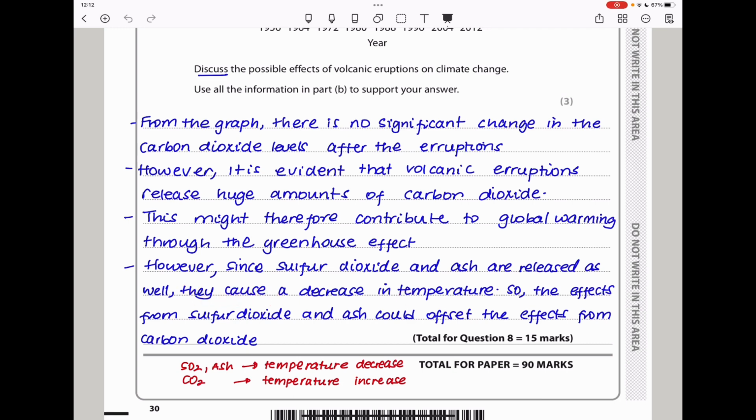So these two things could counterbalance each other. These two gases lead to a decrease in temperature, while CO2 leads to an increase in temperature. So they balance out each other, or they offset each other in a way that overall we do not see a significant change in temperature, because one of them causes an increase while the other causes a decrease. If they happen at the same time, then we will not see a significant change in temperature. So I think you understand that.